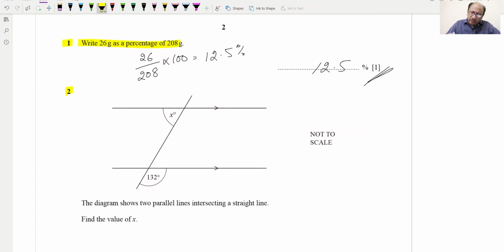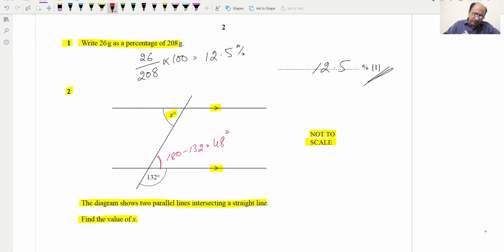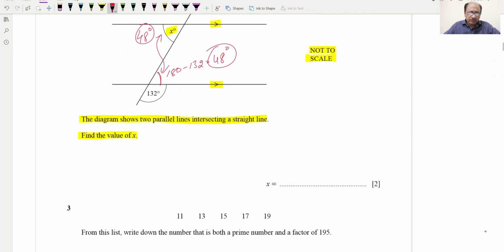Question number 2. Diagram is not to scale and we need to find this angle. Two lines are parallel. They're saying the diagram shows two parallel lines intersecting a straight line. Find the value of x. So we can find this angle will be 180 minus 132, which will be 48. So this angle and this angle are the same. So this is 48, this will also be 48 degrees. So our answer will be 48 degrees. This will be our final answer for this 2 marks question.